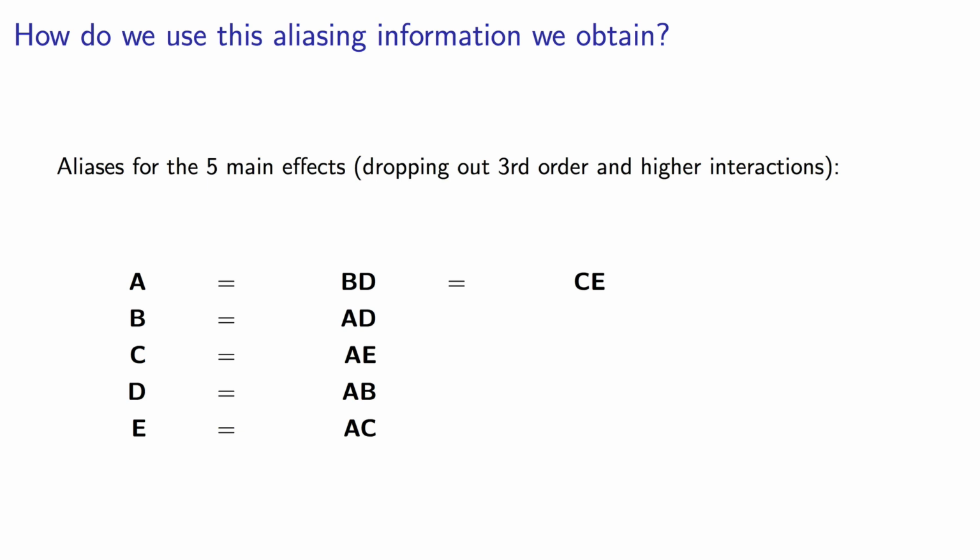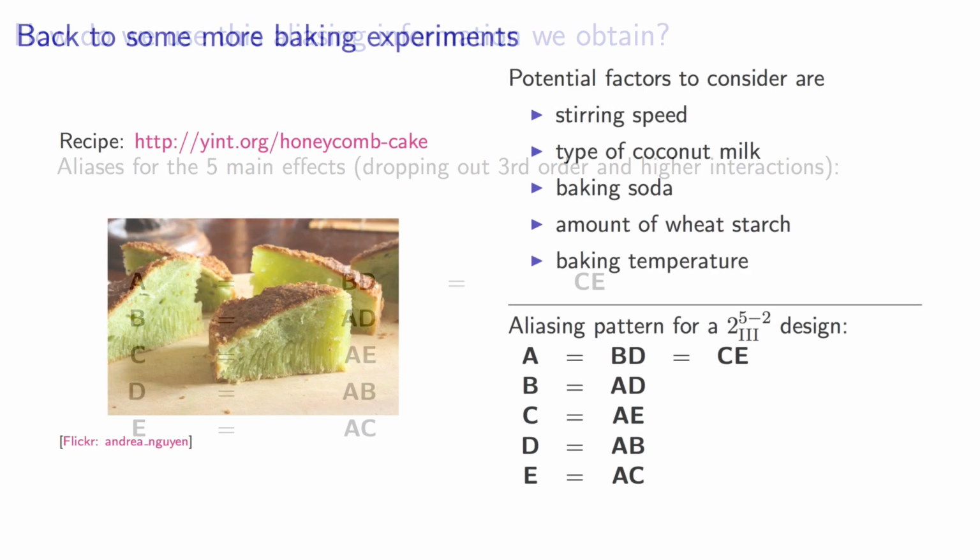So what I learn here is that I would plan my experiment ahead of time to assign to factor A a factor that I'm not too concerned about estimating clearly. That's because factor A is confounded with two second-order interactions. The other factors are only confounded with a single second-order interaction.